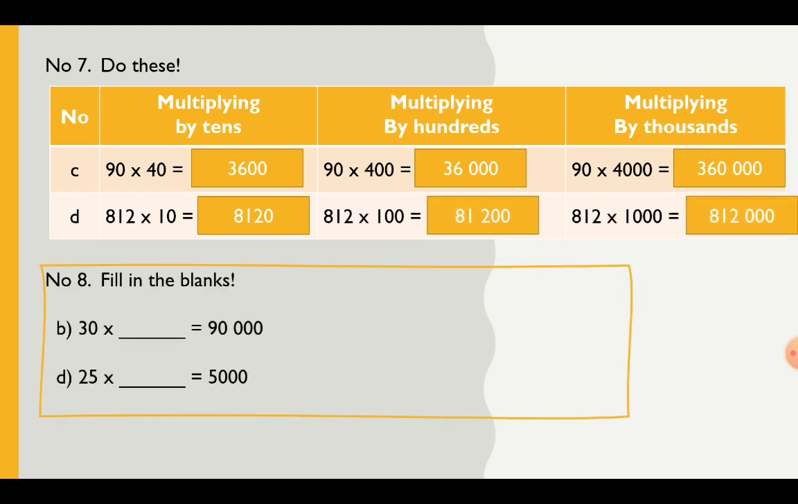Next, number 8, fill in the blanks. 30 times blank equals 90,000. To find the number, we can divide 90,000 by 30. So the answer is 300. And then for the next question, 5,000 divided by 25 equals 200.